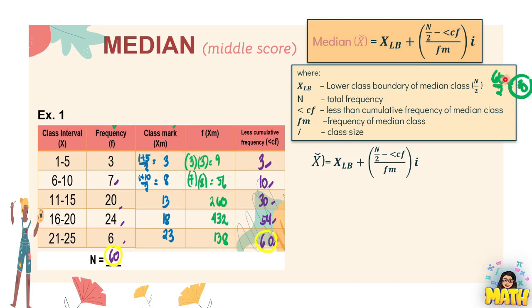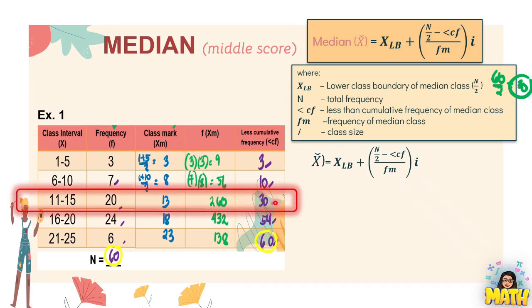Para malaman kung nasaan yung pang 30th data, dito tayo titingin sa less than cumulative frequency. This 3 refers to the first 3 smallest. 10 means from the 4th to 10th smallest. And then here we have 30. Nandito ang ating 30th data. Pag alam na natin kung nasaan ang median class, it is important to highlight that class dahil marami tayong kukunin in this class interval. Ito po ang ating median class.